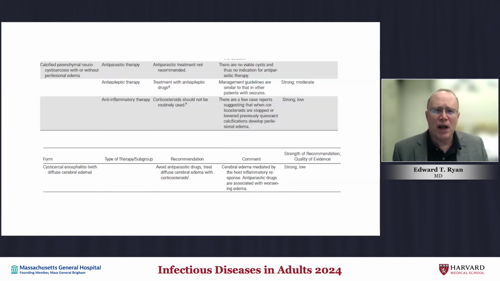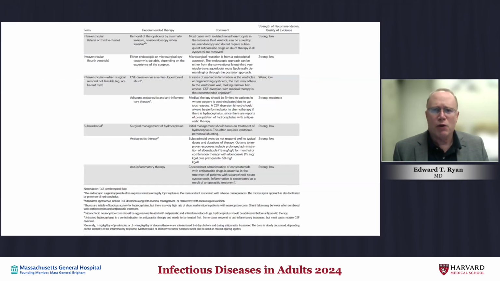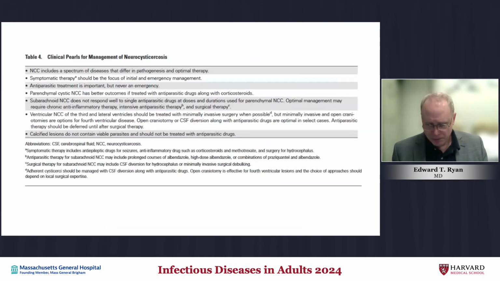If you only have calcified on the top there, what you notice is we don't give antiparasitic agents. And there's a couple of other categories: cystic cercal encephalitis, intraventricular, subarachnoid. These can be harder to treat. And so, sometimes you have to do endoscopic marsupialization if it's in a ventricle. Sometimes you have to shunt the individual if it's subarachnoid or they're blocking CSF flow. If it's ocular, usually you have to do a laser or heat treatment for the back of the eye, with steroids. These can get complicated, so you want to call in experts.